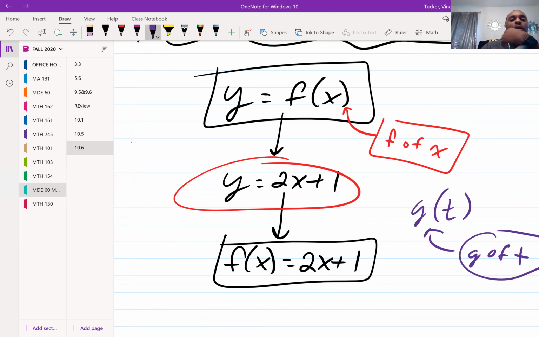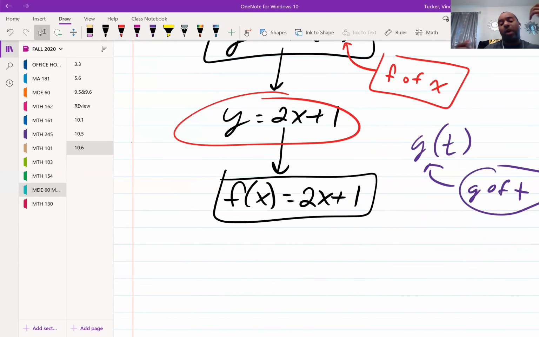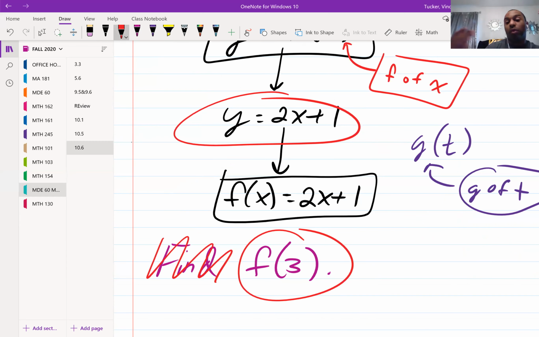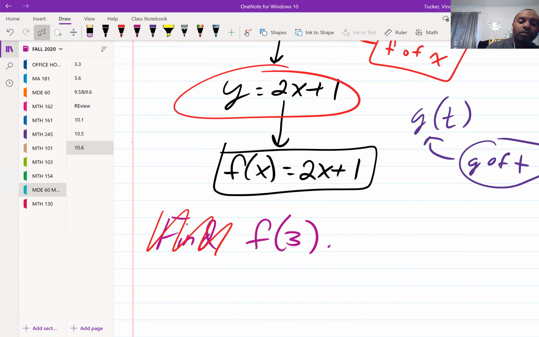All right. So what does it mean to have function notation? Why would you use it? Well, you could be in the position in which it would say something like find f of 3. And even if it didn't say find, if you saw f of 3 and you wanted to know what f of 3 was, you would know that you would take 3 and plug it into your function where you see x. So to find f of 3, we would do 2 times 3 plus 1.